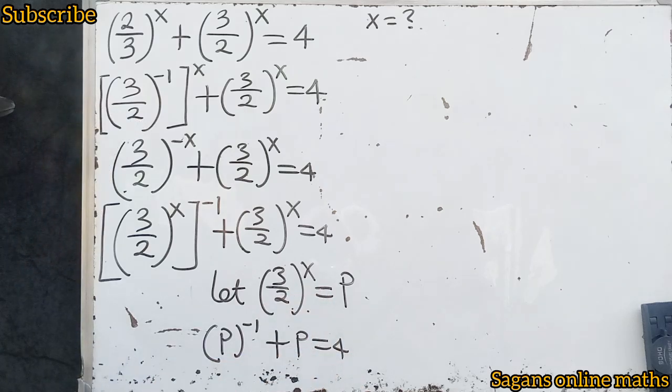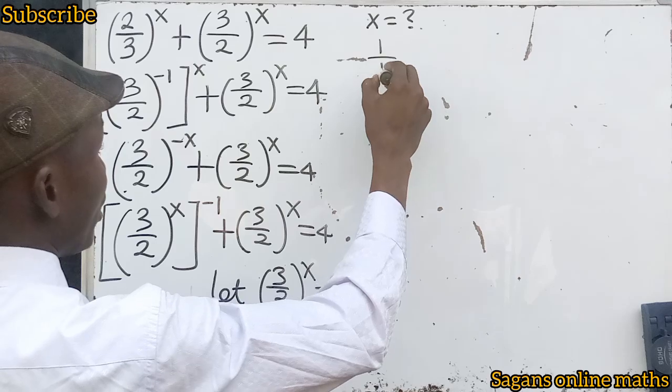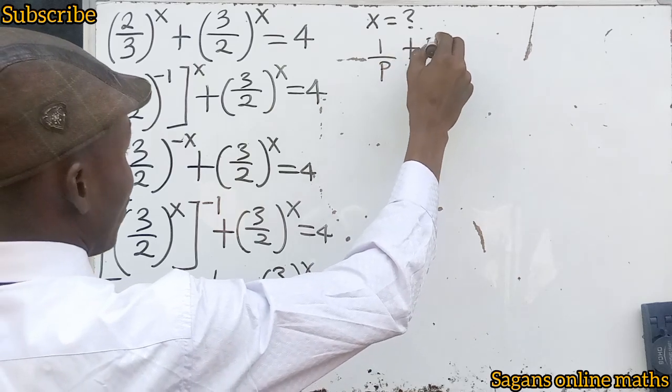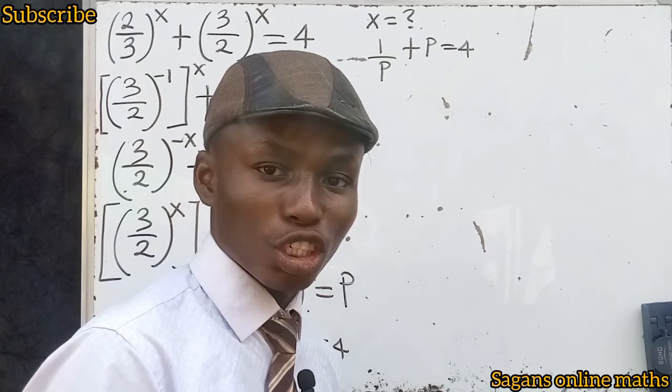Now for here, let's solve for p. Remember that p to the power minus 1 is the same as 1 divided by p, plus p equals 4. Can you see how simple and interesting it is? It's very simple and interesting, right?